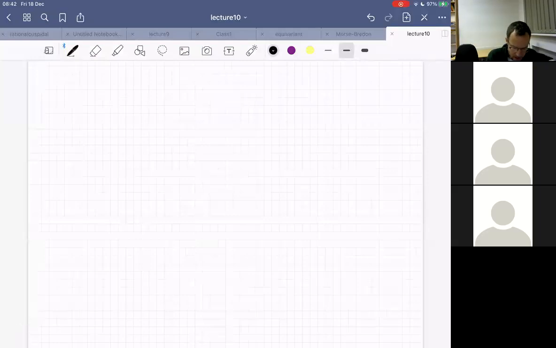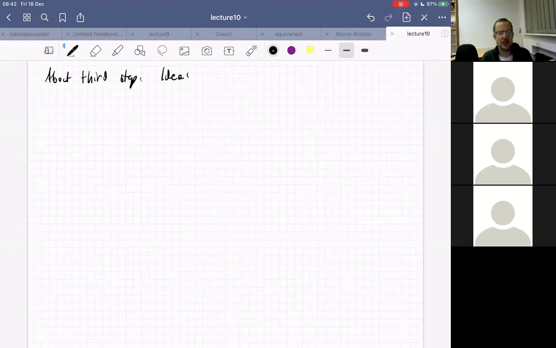So, about the third step. The idea is completely different than for the zero index critical points. You would like to say, well, okay, we have an index one critical point, we have index two, we have a pair, we just do something with that pair. No, it doesn't work. Or at least Milnor didn't work it out, which basically means the same.